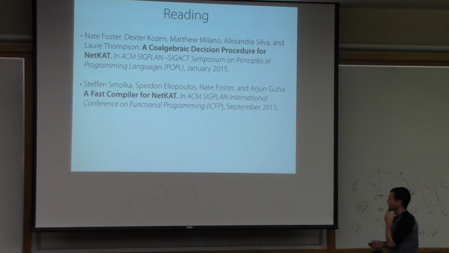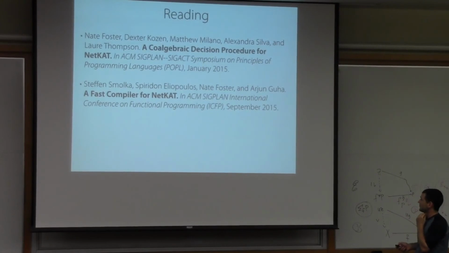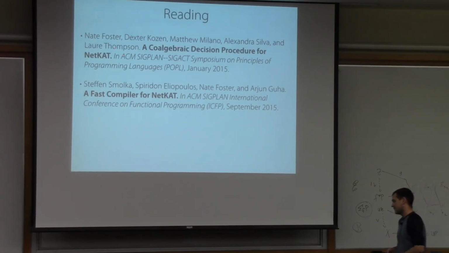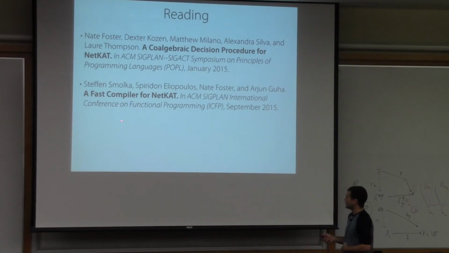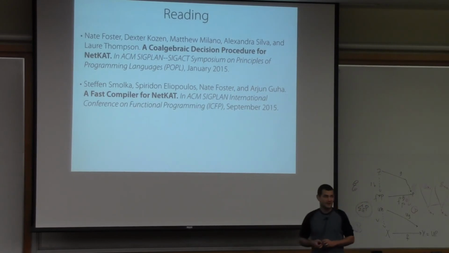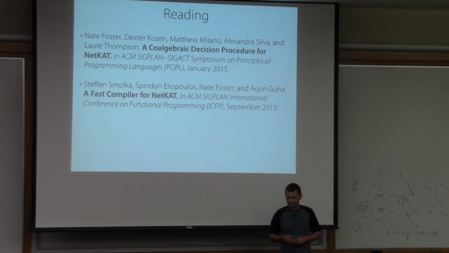As reading, the material from today comes from a pair of papers, one that was at POPL '15 and then one that was at ICFP '15. So this paper describes the automata representation and decision procedure for NetKAT. If you're interested in things like coalgebras, it's a wonderful read. If you're more interested in the concrete automata representations, it's a little bit abstract. So if you want a more direct description of how to build these automata, the middle section of this second paper gives a more concrete definition.